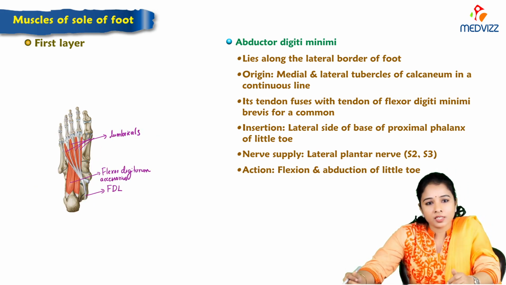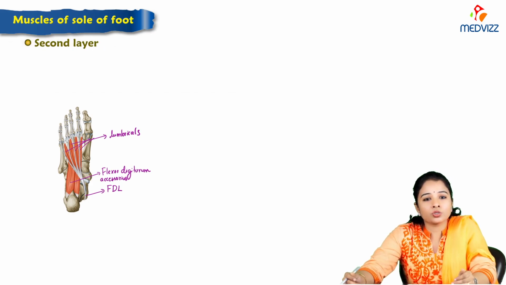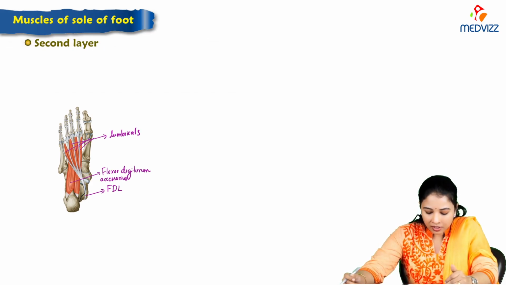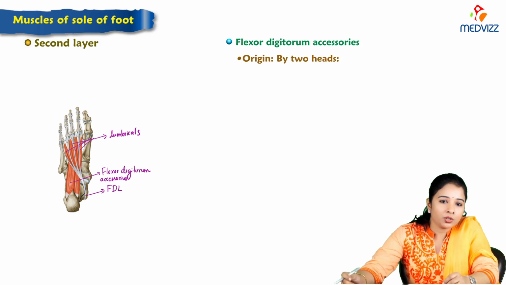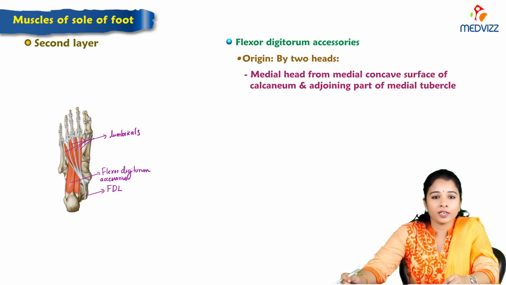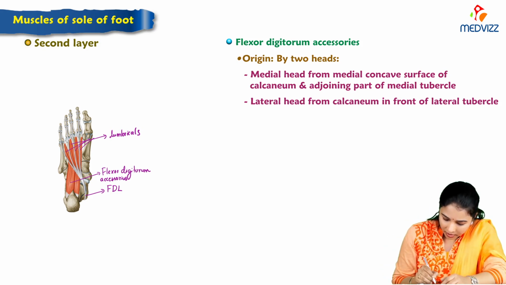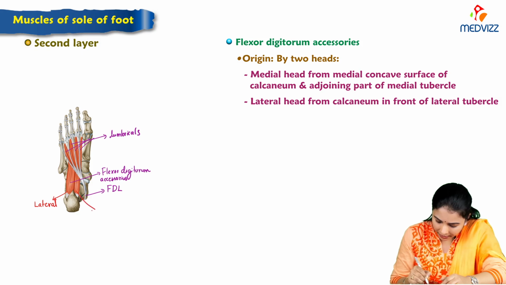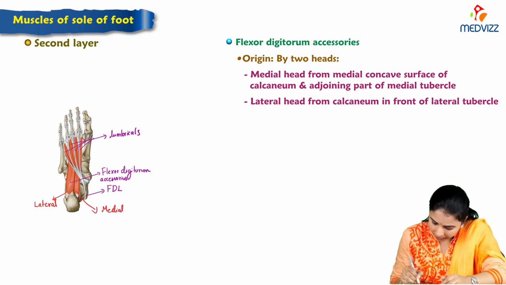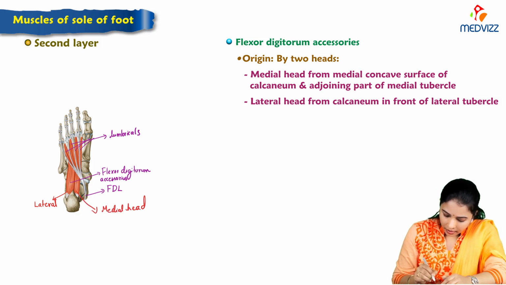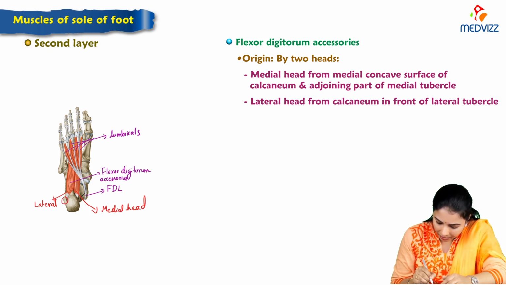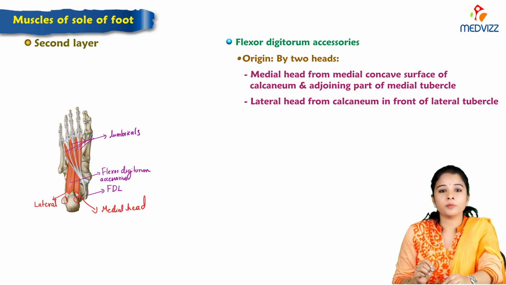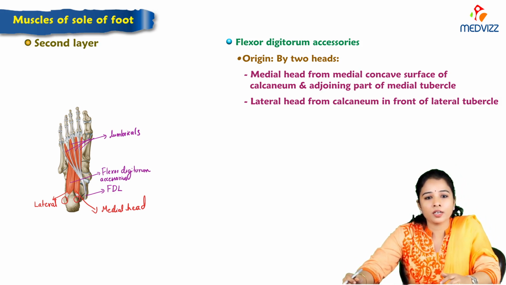Moving on to the next layer, that is the second layer in the sole of the foot. The first muscle is flexor digitorum accessorius. It gets origin by two heads, the medial head and the lateral head. We can see here, this is the lateral head, the other head is the medial head. Lateral head gets origin from the lateral tubercle of the calcaneum. Medial head gets origin from the medial tubercle of the calcaneum.